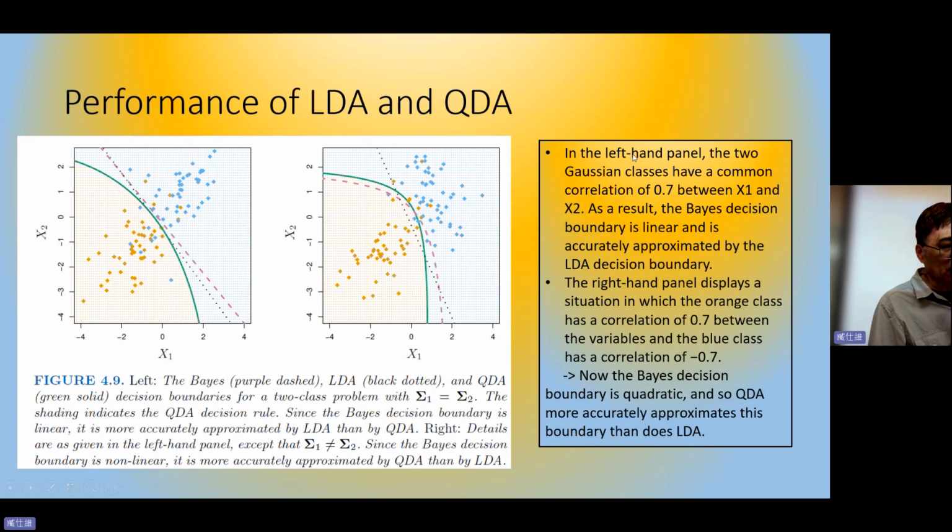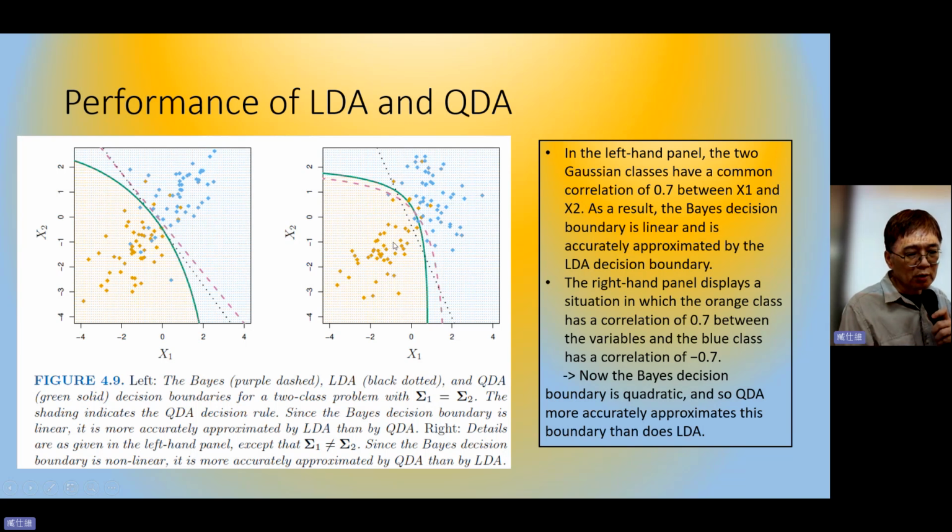On the left-hand panel, the two Gaussian classes have a common correlation of 0.7 between x1 and x2. As a result, the Bayes decision boundary is linear, and it can be accurately approximated by the LDA decision boundary. On the other hand, on the right-hand side, we have a different correlation.